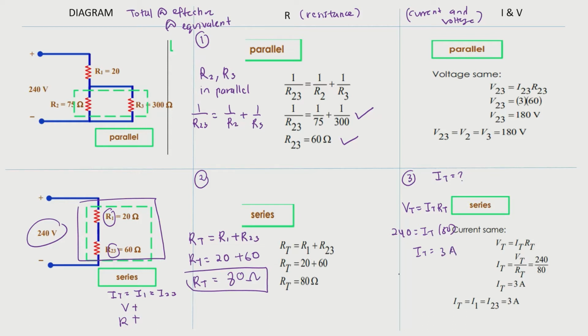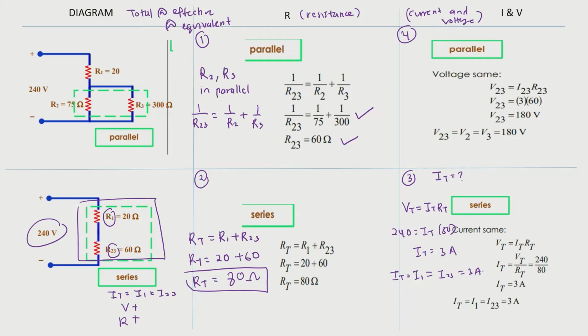As we know, this is a series circuit. So when this is a series circuit, the total current will be the same for the current that flows through resistor 1 and resistor 2, 3, which is 3 ampere. Okay, now we are done with step number 3 and we'll go for step number 4. We are going to look for the voltage.